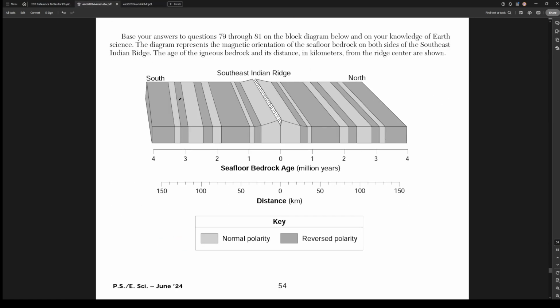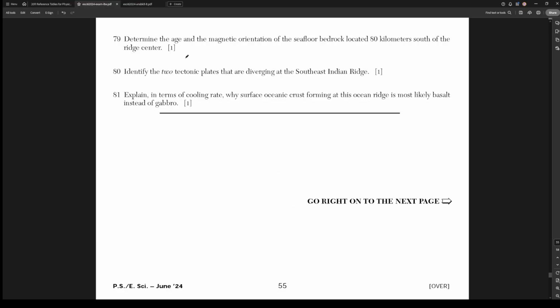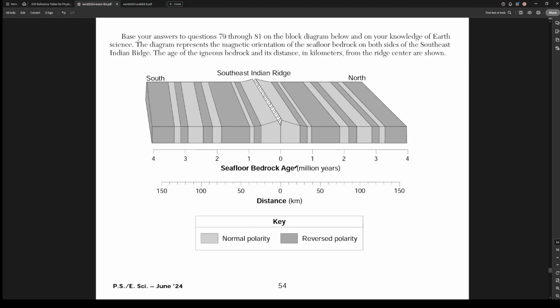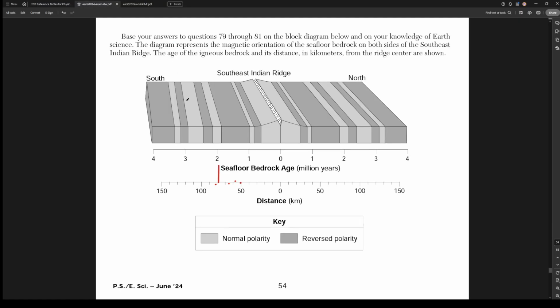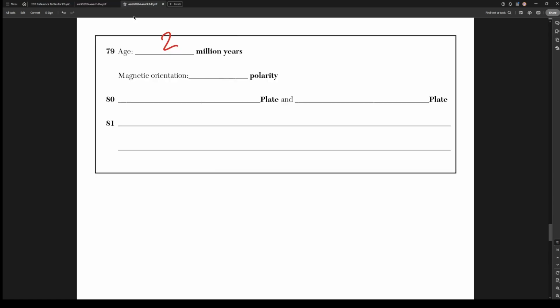Alright, finishing up, 79 through 81, we got a block diagram. This is magnetic field lines. They're mirror imaged. Let's see. Determine the age and the magnetic orientation of the seafloor located 80 kilometers south of the ridge center. 80 kilometers is going to be, so 50, 60, 70, 80 is 2 million years old. Was that it? 2 million years old. Okay. And then the polarity of that section is going to be this grayish area, which is normal. Easy.